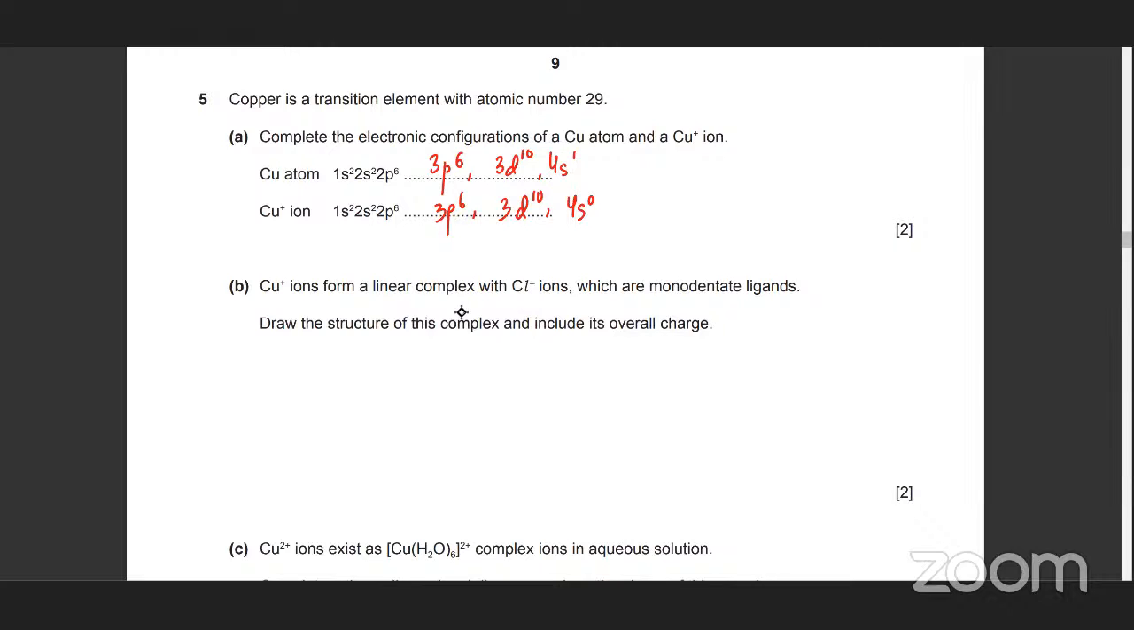That's one thing. And then you have copper 1 plus ions forming a linear complex with Cl minus ions, which are monodentate ligands. Draw the structure of this complex and include its overall charge. So it's a linear complex. So that means if there's a copper 1 plus, linear means there's going to be a Cl minus with its lone pairs, and they would be datively bonding to it.